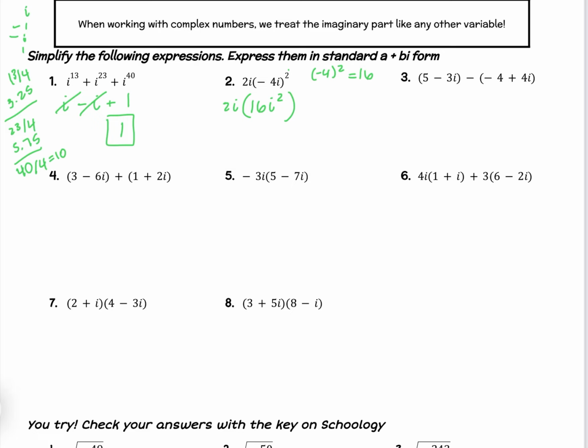All right, and then we're just going to distribute it in. So 2 times 16 is going to be 32. And then we have i times i squared, so we add those exponents. So we have 1 plus 2 is 3. And looking at our i sandwich, i cubed is going to give us negative i. So this is going to be negative 32i.